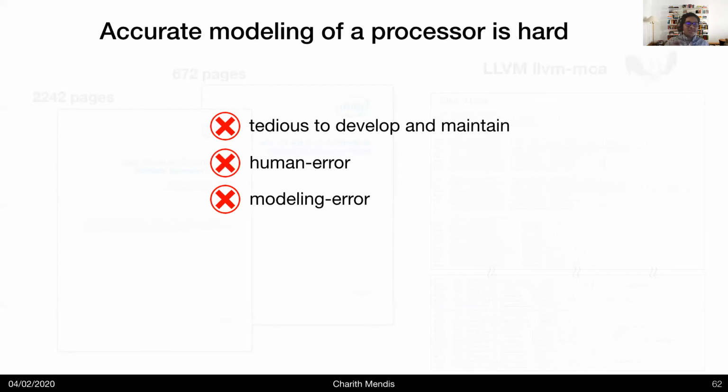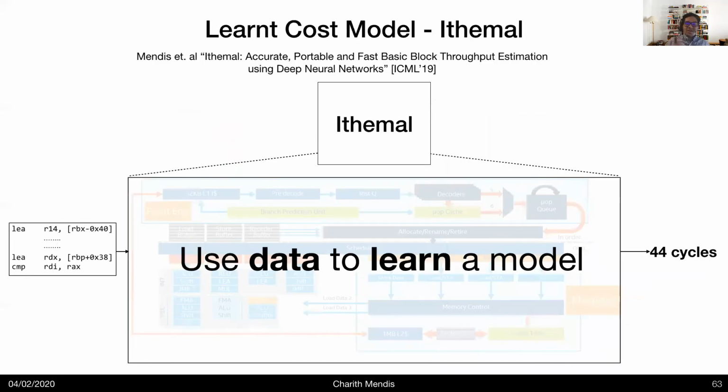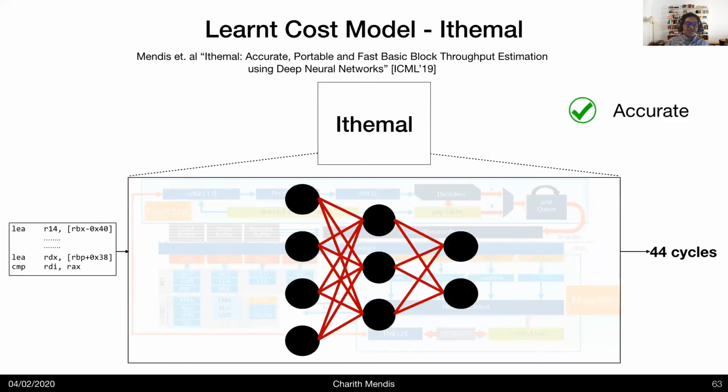Our approach is drastically different. Without trying to analytically model all the intricacies, we are going to use data to learn a model to predict the cost of running a particular basic block. And we show that by using a properly crafted function approximator, we can achieve significantly more accurate results.